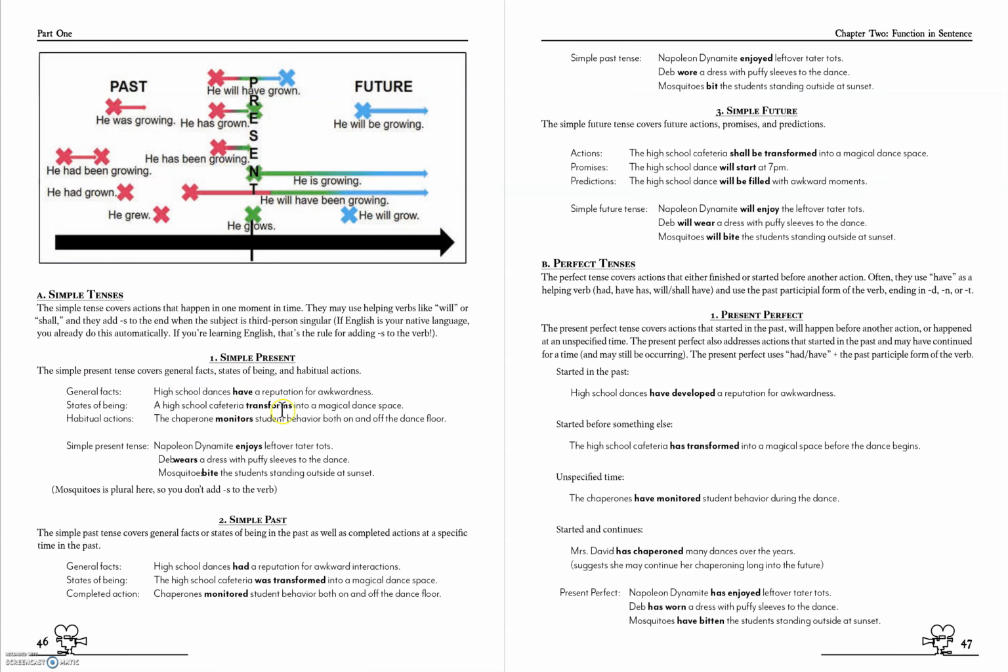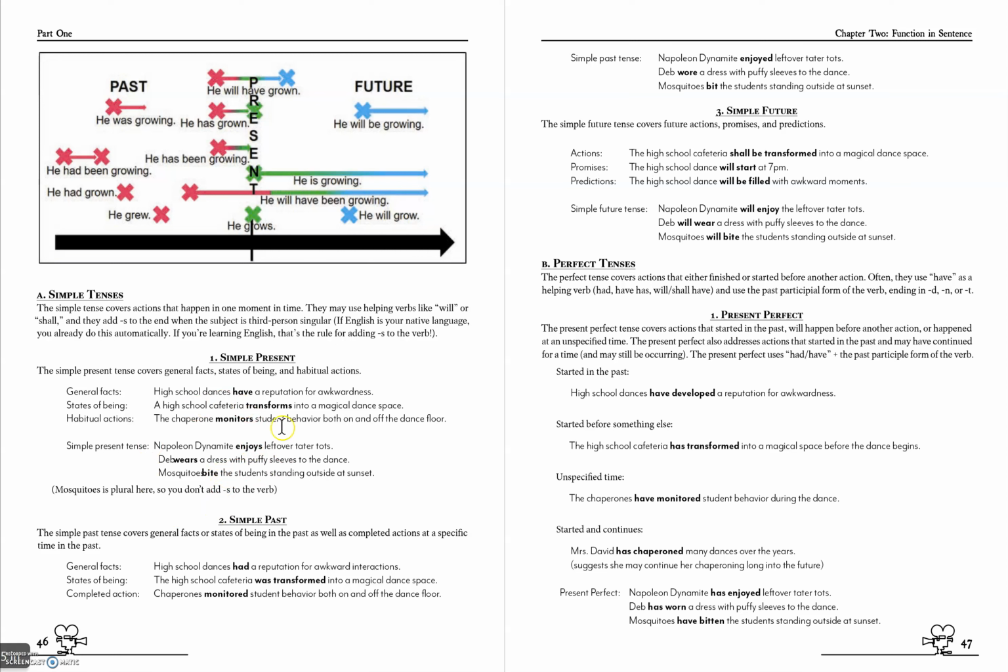High school dances have a reputation for awkwardness. A high school cafeteria transforms into a magical dance space. The chaperone monitors student behavior both on and off the dance floor. So these are different kinds of present tense verbs: have, transforms, monitors. Napoleon Dynamite enjoys leftover tater tots. Deb wears a dress with puffy sleeves. Mosquitoes bite the students. So all of these are simple present tense verbs.